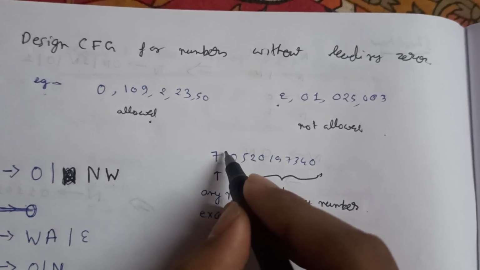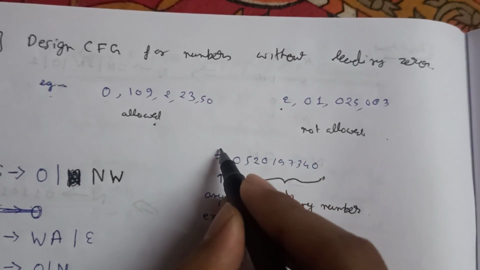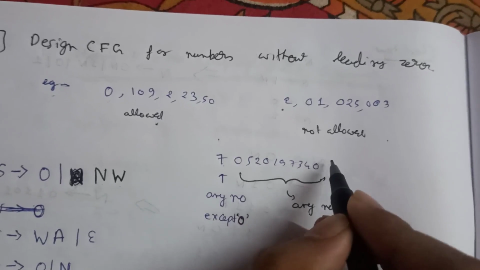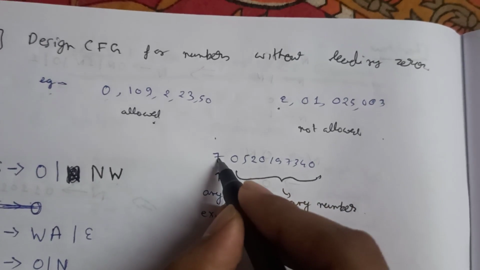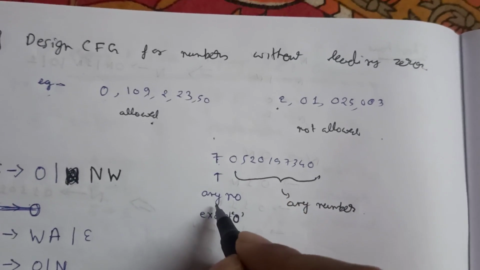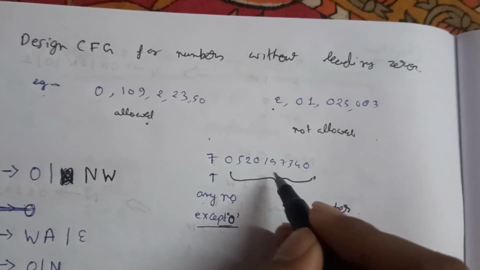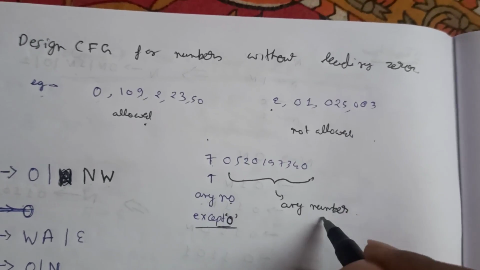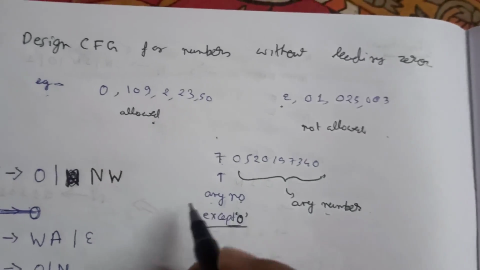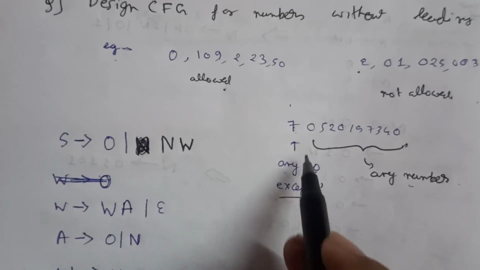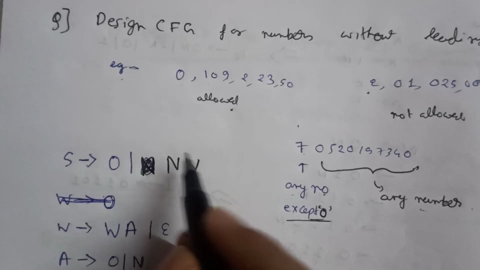So the whole string I have divided into two parts, that is the first digit and the rest of the digits. The first digit can be any number except 0, and the rest of the digits can be any combination of numbers. It includes 0. So the first thing we want to make, I will just start from here.